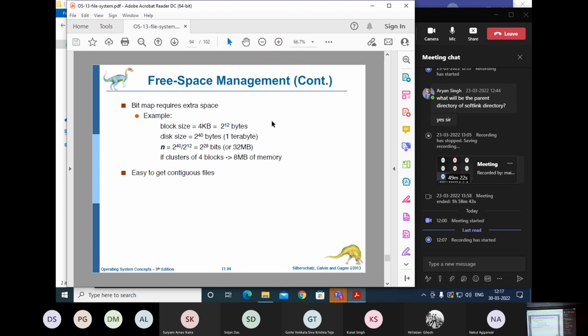Again, bookkeeping, right? Say you have a block size of 4 kilobytes, as in a modern operating system, which is 2 to the power 12 bytes, and you have a disk size of 1 terabyte, 2 to the power 40. This is how I generally remember it: KB is 2 to the power 10, MB is 2 to the power 20, GB is 2 to the power 30. So 2 power 40. That means how many blocks are there? 2 power 40 divided by 2 power 12, since each block is 4 kilobytes. You essentially get 2 power 28 blocks. For one block, you need 1 bit, so 2 power 28 bits.